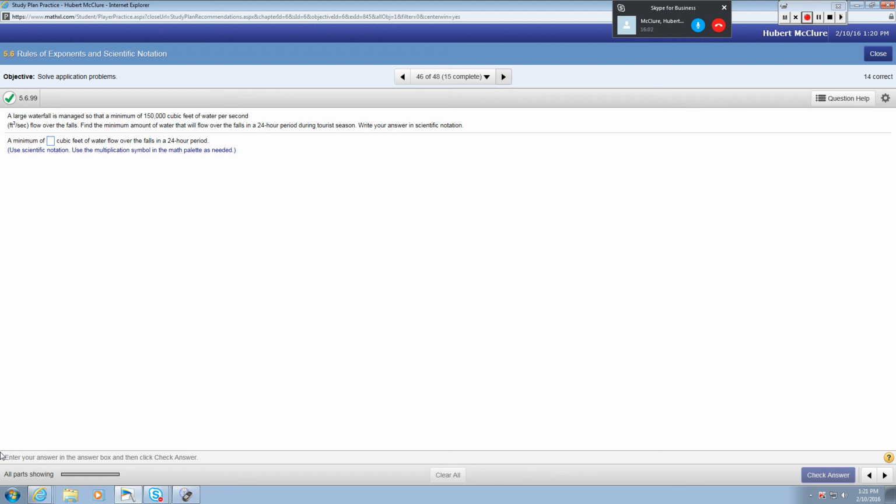It says a large waterfall is managed so that a minimum of 150,000 cubic feet of water per second flows. In other words, y'all know what a cubic foot is? It's a cube. Think of a glass cube that's 1 foot by 1 foot by 1 foot. So it's about this high, about this wide, like that. Think of a box like that around your house.